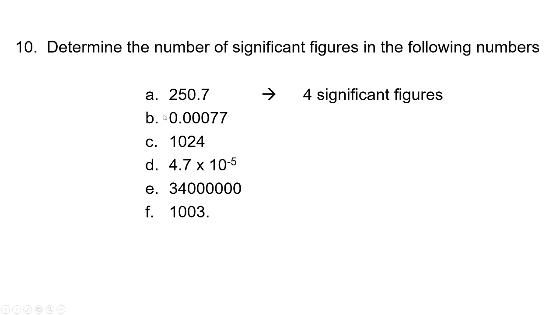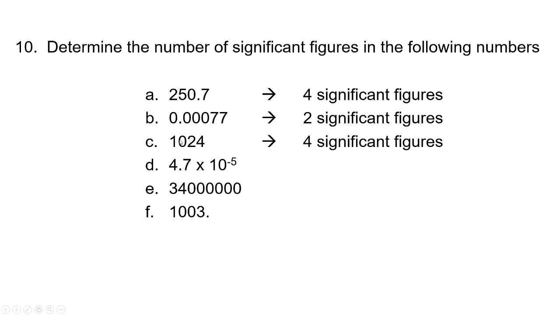Letter B, we have to remember that our leading zeros are never significant, or the zeros that come before our first non-zero number. So none of these zeros are significant. Only the 7 and the 7 are significant, so that would be 2 significant figures. Letter C is very similar to letter A in that I have a sandwiched 0. So I have 1, 2, and 4 is significant, and that 0 is also significant. So I would have 4 significant figures.